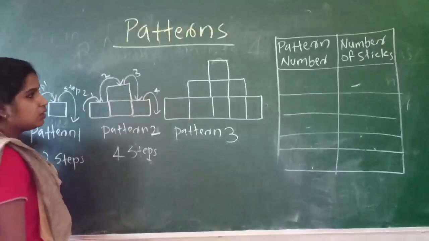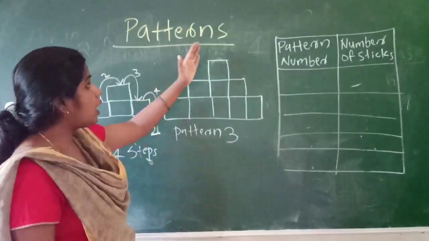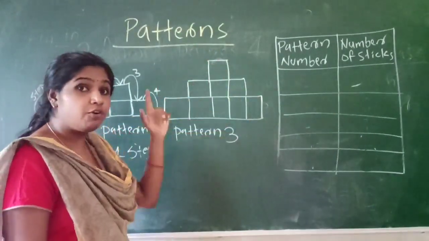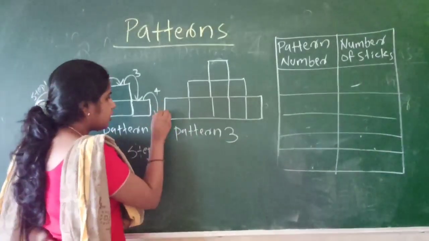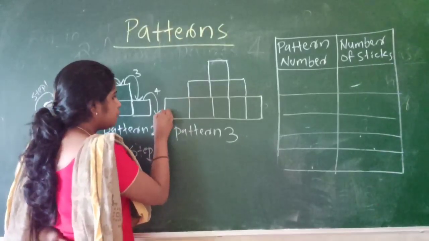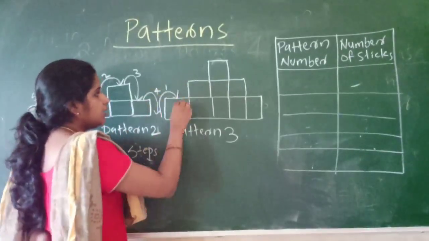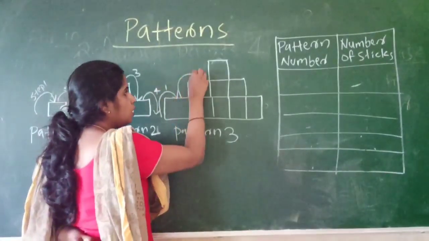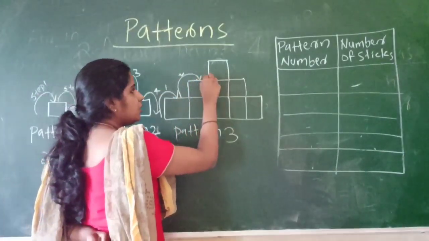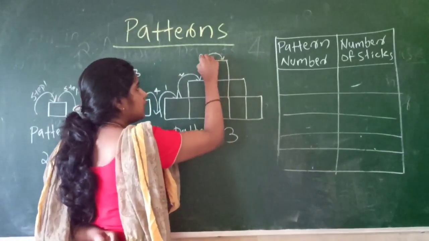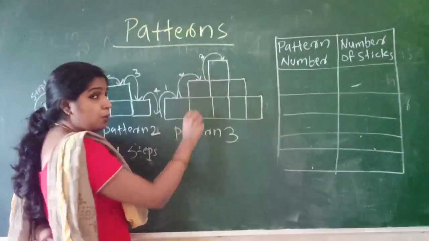Get it? And now look at this pattern. How many steps will there be going up and going down for this pattern? Let's see. Okay. We are starting from the ground. From here we are first jumping to this step. Okay. That's step 1. Then we are jumping from here to here. So step 2. Then we are jumping from here to here. So step 3. So now we reach the top of this pattern.